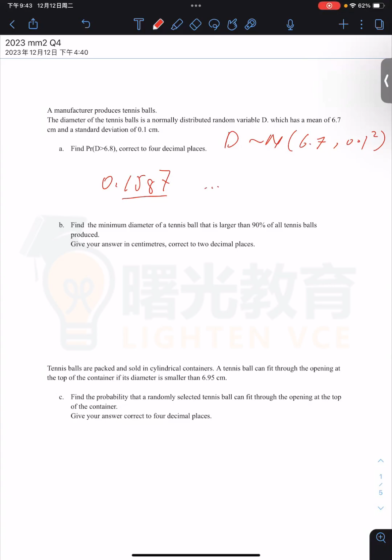Next, find the minimum diameter of a tennis ball that is larger than 90% of all tennis balls produced. Give your answer in centimeters, correct to 2 decimal places. Let's use a diagram to represent this. We have a bell-shaped normal distribution graph. The symmetry line is the mean, which is 6.7, and we are looking for a value somewhere where the probability would be 90%, which is 0.9, right?